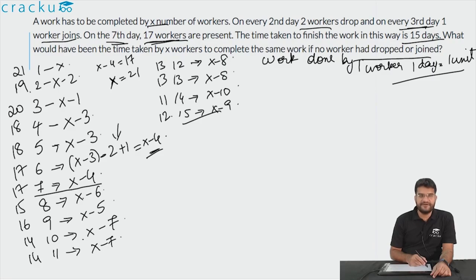So these are the number of workers who are present on each of these days, and because we are assuming that the amount of work done by one worker in one day is 1 unit, the total work done is also equal to the same number.